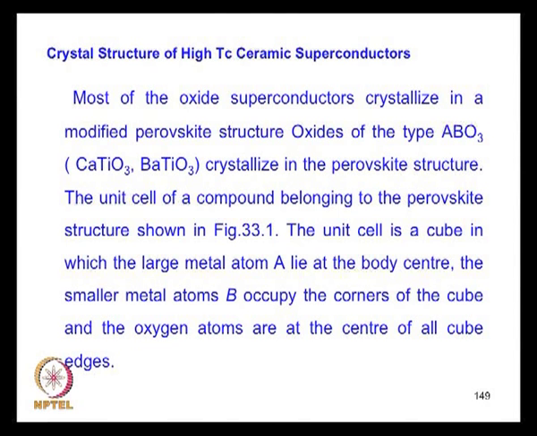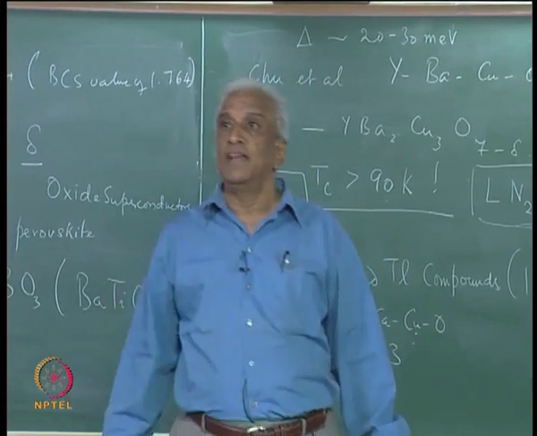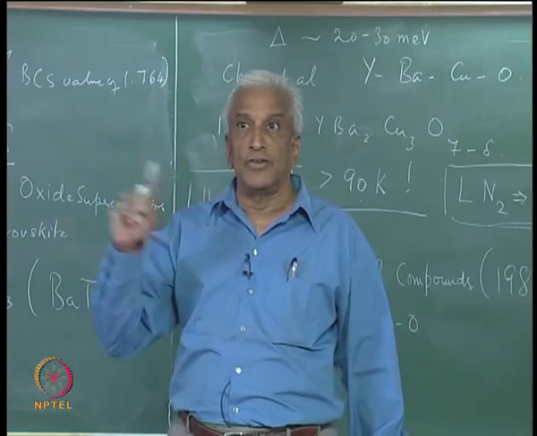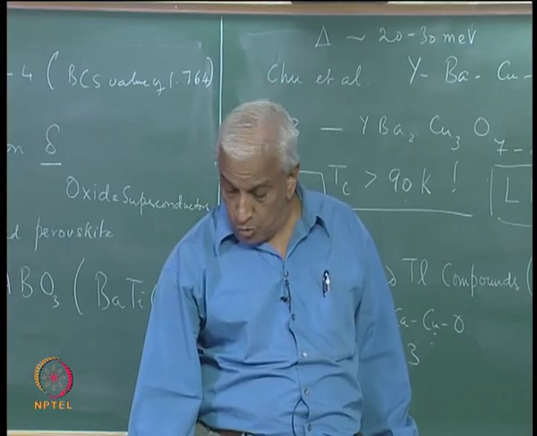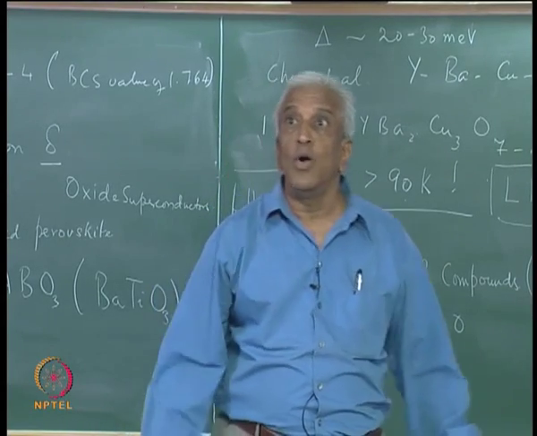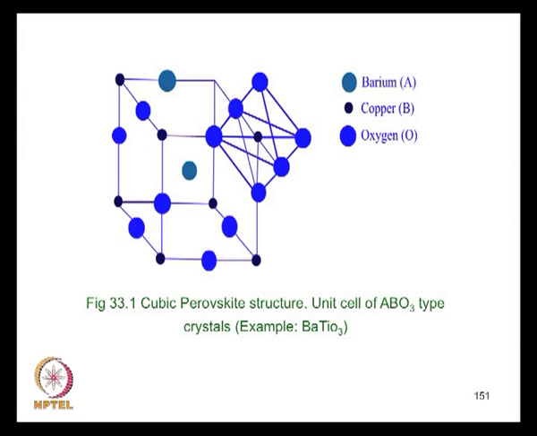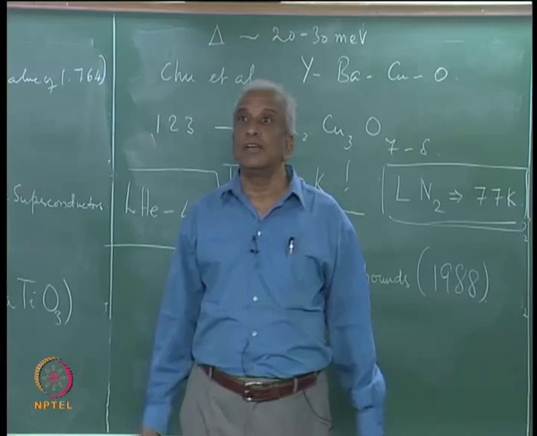So, you have a cube in which the large metal atom A lies at the body center. The smaller metal atoms B occupy the corners and the oxygen atoms are at the center of the cube edges. There is one molecule in the unit cell. The smaller metal atom B is surrounded by 6 oxygen atoms, forming an octahedron, an octahedral coordination.